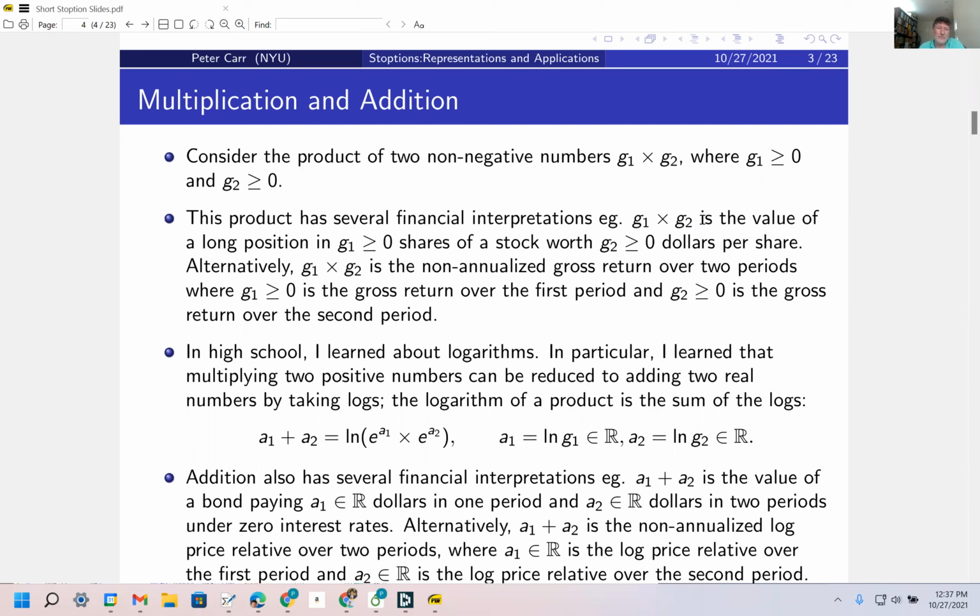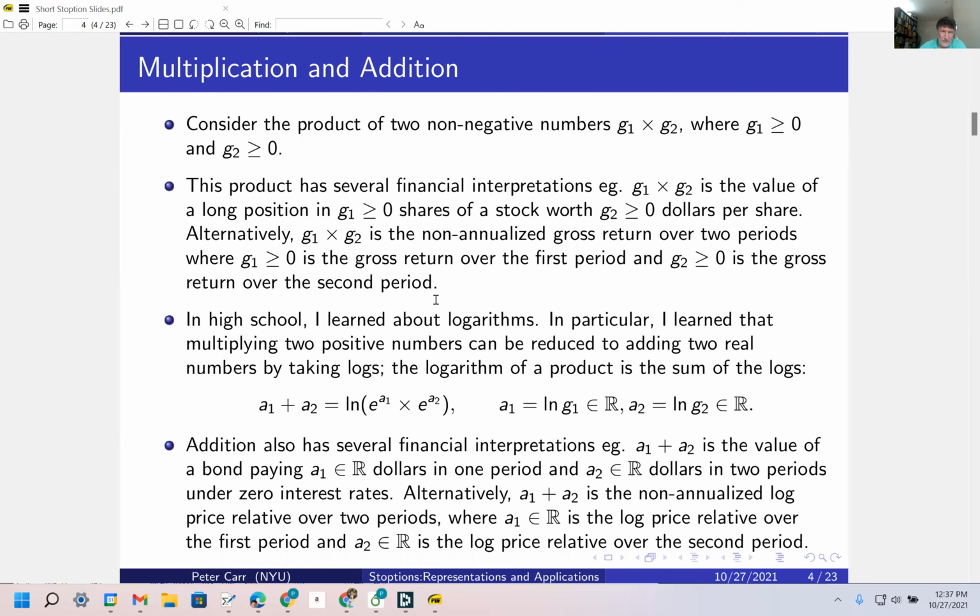A different financial interpretation: I'll remind you that a gross return, if there are no dividends, is just a price ratio. Consider gross returns over two successive, adjacent periods. Let the two gross returns be G1 and G2. If you multiply the gross returns, you're getting the gross return over the entire two periods mashed together. So that's a second financial interpretation of ordinary multiplication.